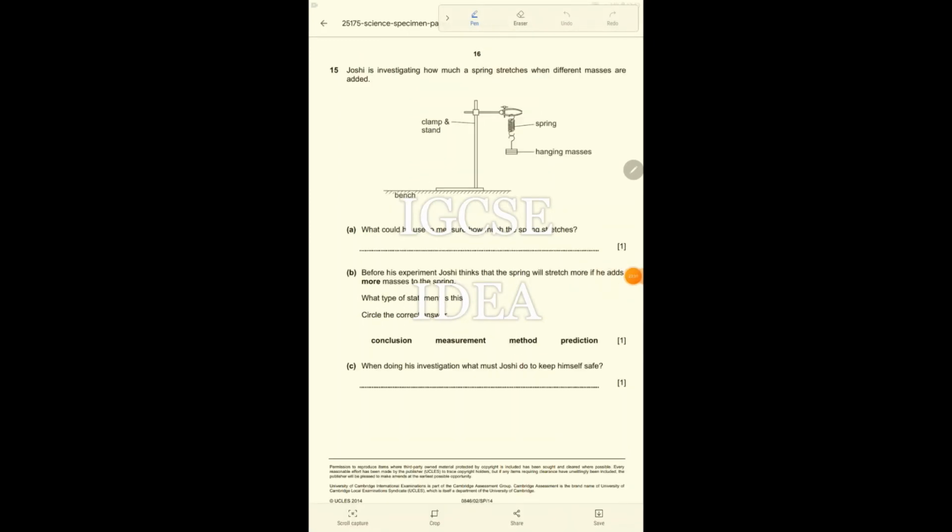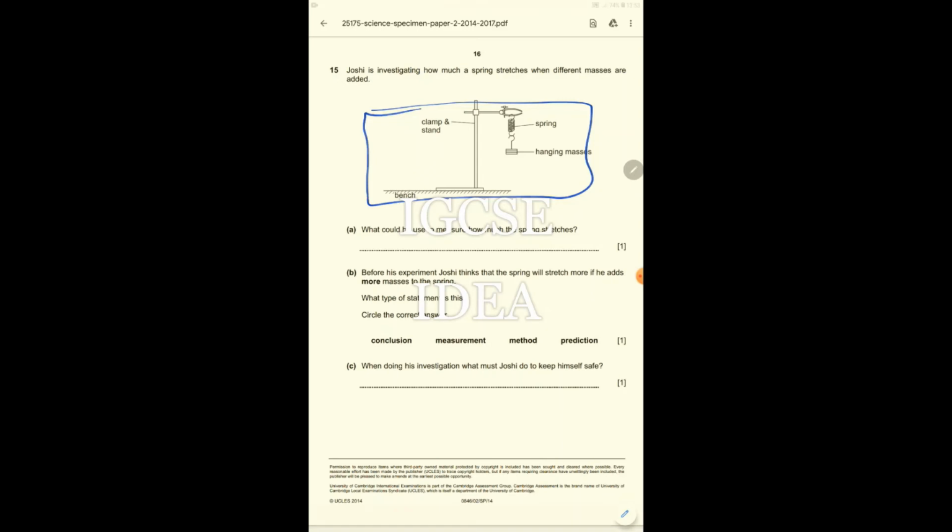Okay, the last question, 15. Joshi is investigating how much a spring stretches when different masses are added. Okay. This is Joshi's investigation. What could he use to measure how much the spring stretches? He could use a ruler.